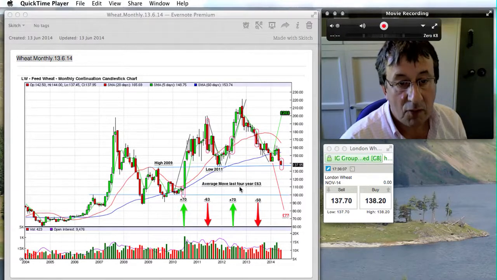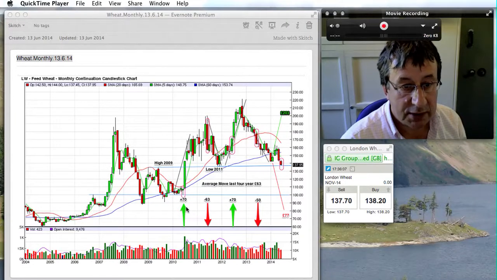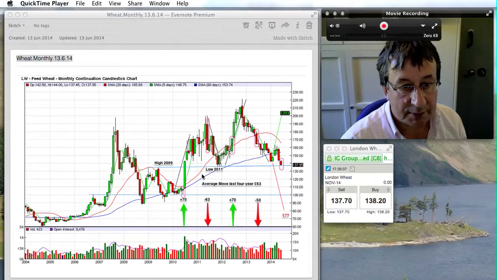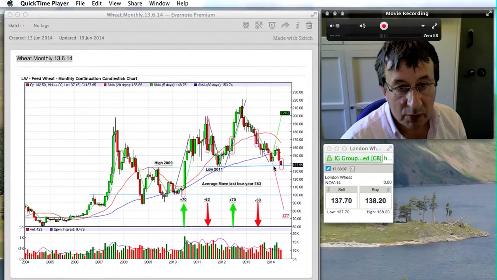The average range of the last 4 years has been £63 a tonne. In 2010 it was 70, 2011 63, 2012 70, 2013 50. In 2010, I've marked here the June candle. This is a monthly candle. You can see that the market shot up and we got a rise of £70 a tonne. In 2011 in June we got this big red fall here. We dropped nearly £40 a tonne, and then the market continued to go down, and it made this low here in the low of 2011, which is 140.